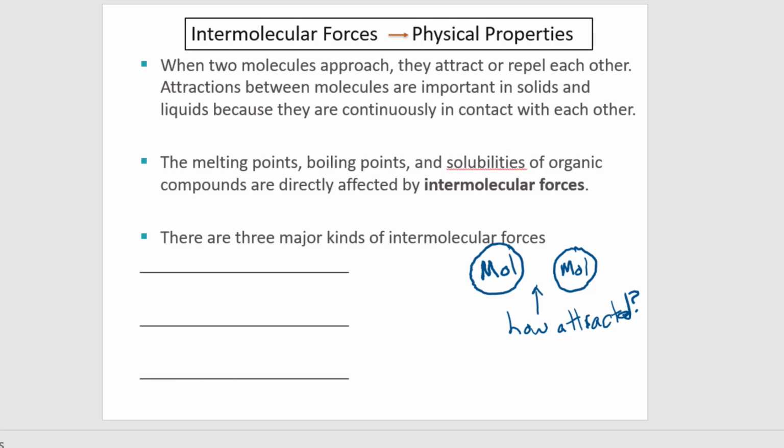Once you understand their attractive forces, you can start predicting things like their boiling points and melting points and solubilities relative to one another. Now, there are three different kinds of intermolecular forces I want to focus on, and I want you to always look for them in this order. Number 1 is called hydrogen bonding interaction. The second one are dipole forces. And the third are London dispersion forces.